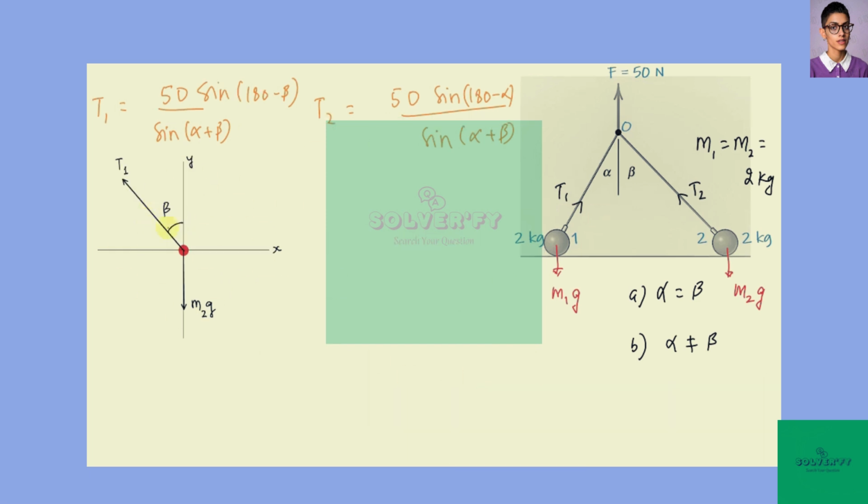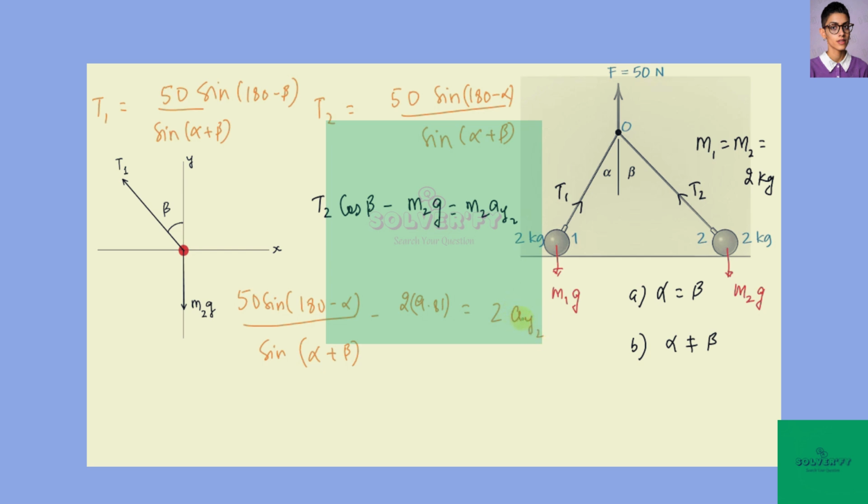So this is the free body diagram of the mass m2. Here also we can apply Newton's second law of motion. So T2 cosine beta minus m2g is equal to m2 ay2. So ay2 we have to calculate. Now we can put the values. So T2 we have this much, so 50 sine of 180 minus alpha divided by sine of alpha plus beta, minus m2, we have 2 kg, so 2 times 9.81, is equal to 2 times ay2.